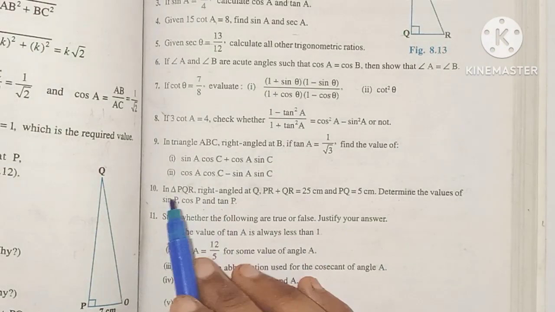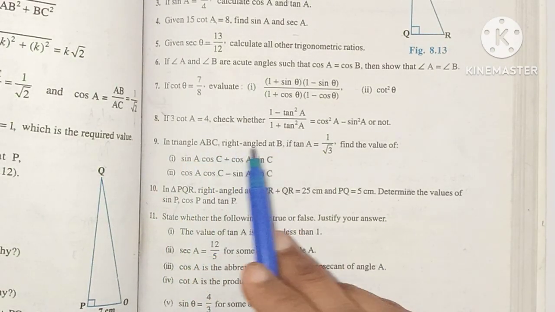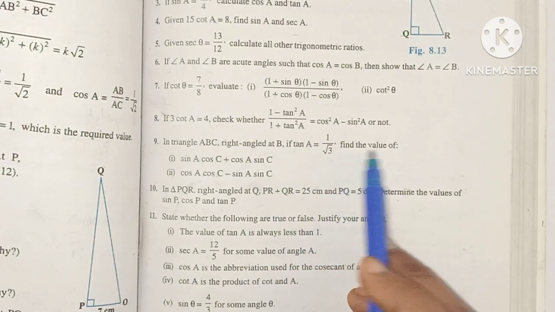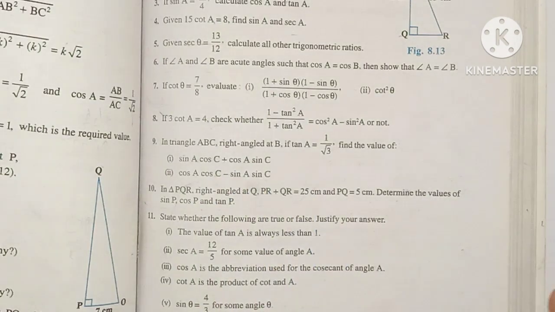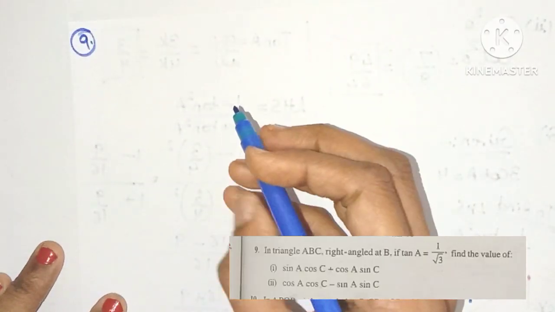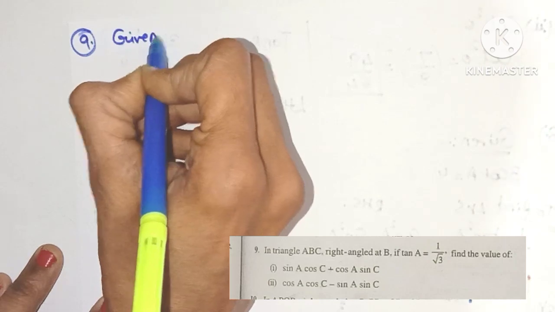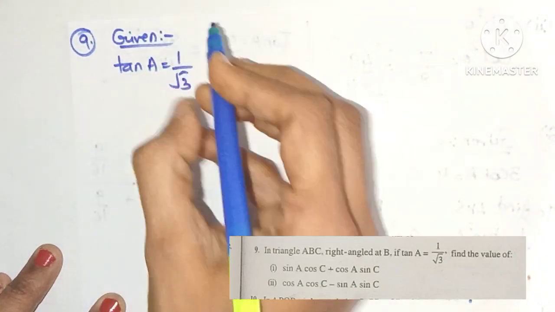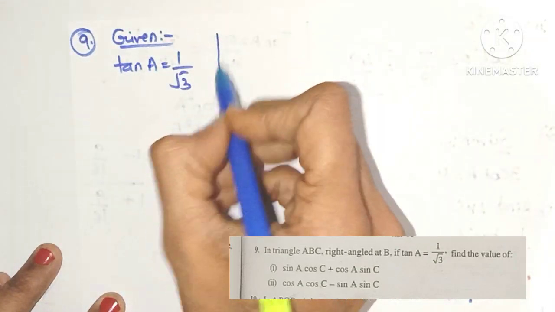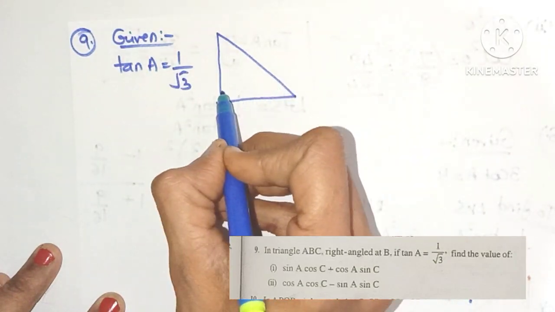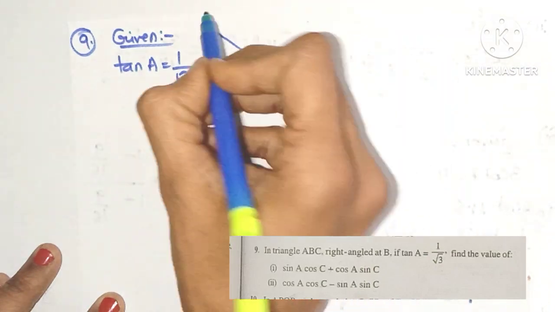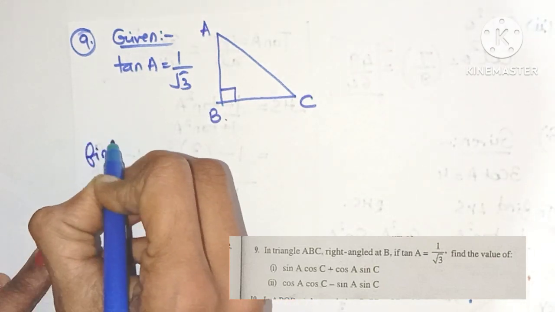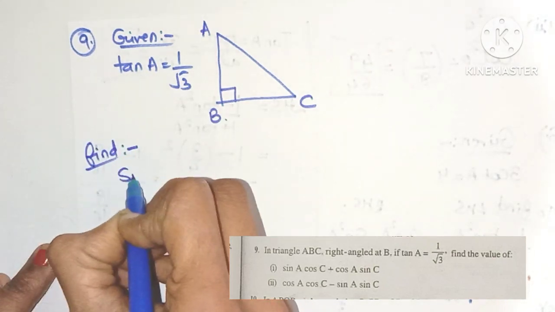Now here is the 9th question. In triangle ABC, right angled at B, if tan A is 1 upon square root of 3, find the value of these expressions. So let's start. So friends, let's write what is given to us. It is given that tan A is 1 upon square root of 3 and the right angle is at B. So if I have my diagram here, the right angle is at B, okay? So that means I can call this as A and this is C. I have to find these values. Let me copy it down.